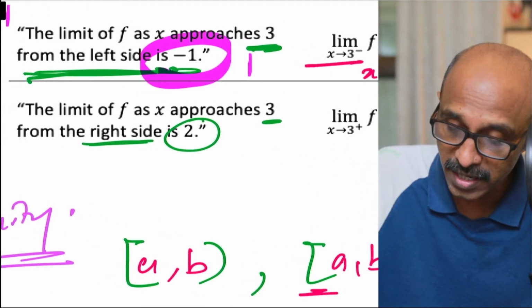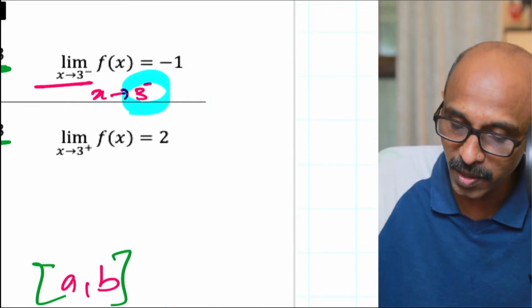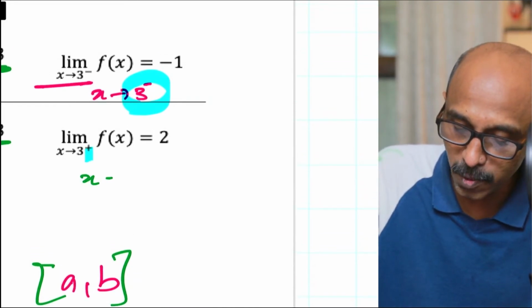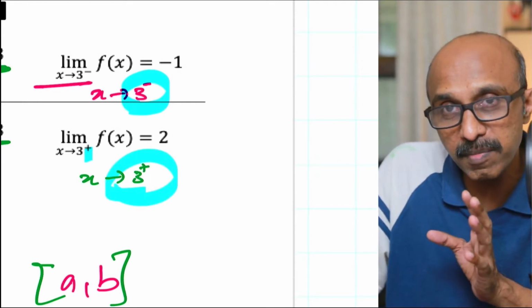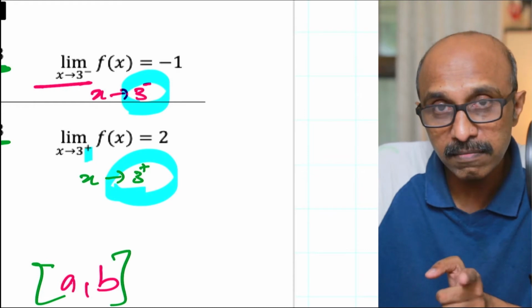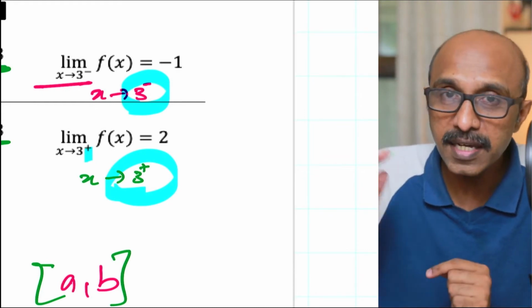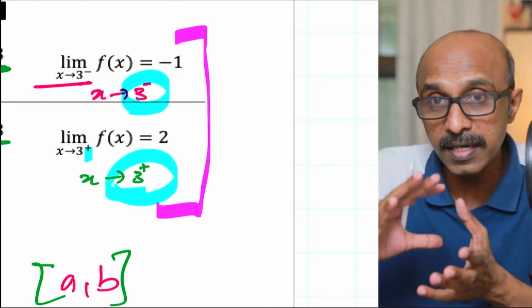So that is correct. And the notation, can you see here now? 3 plus is like saying x approaching 3, and the plus sign indicates values of x approaching 3 from the right-hand side. 3 minus means x approaching 3 from the left-hand side. 3 plus means x approaching 3 from the right-hand side. So these are the notations for the one-sided limits.